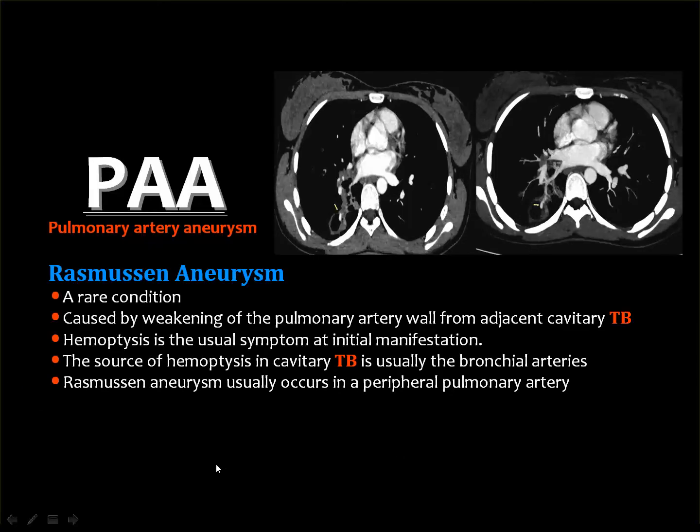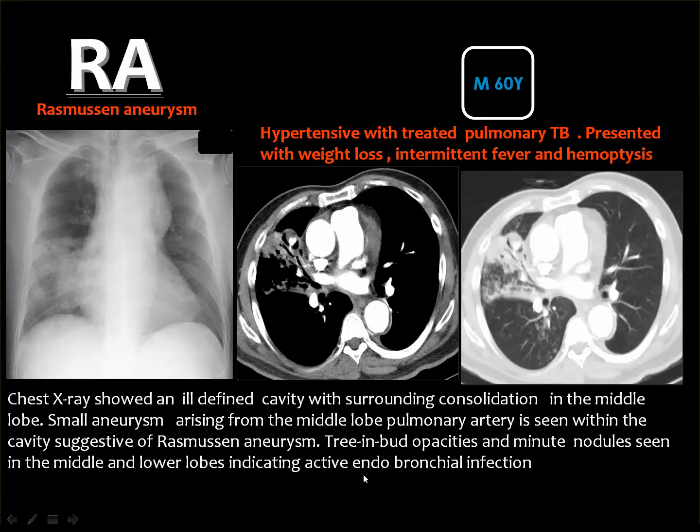If the aneurysm is the sequelae of TB, as I have mentioned, then you consider the name Rasmussen aneurysm, which is a rare condition, an aneurysm developed within a TB lesion or TB cavity. Then you see here in this example that there is a cavity in the apical segment of the lower lobe with a very minute aneurysm related to the cavity.